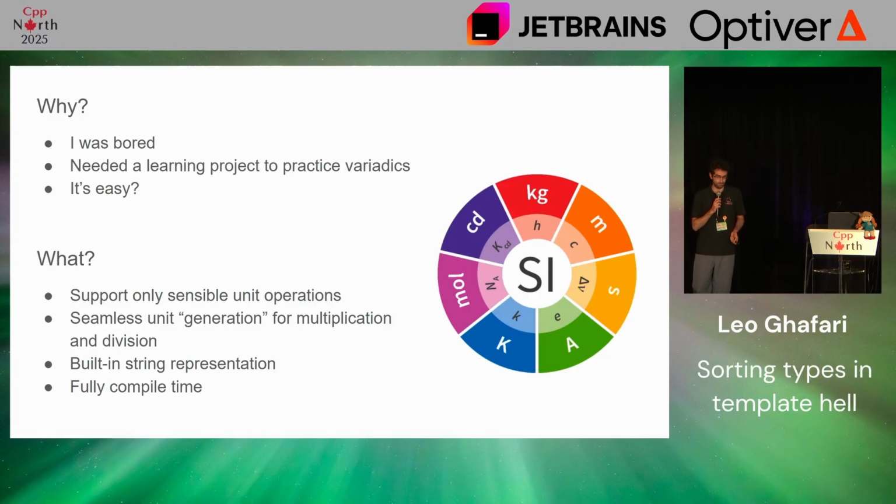And so I set a goal for myself. I wanted to support only sensible unit operations. So you can add meters with meters, but you cannot add them to seconds. But if you multiply meter and meter, you get meter squared. Easy. And I wanted to make things even easier for myself: built-in string representation, and everything at compile time. I had a lot of fun.